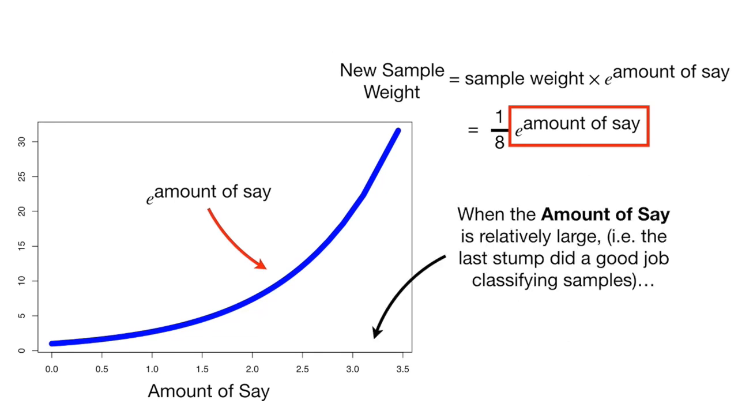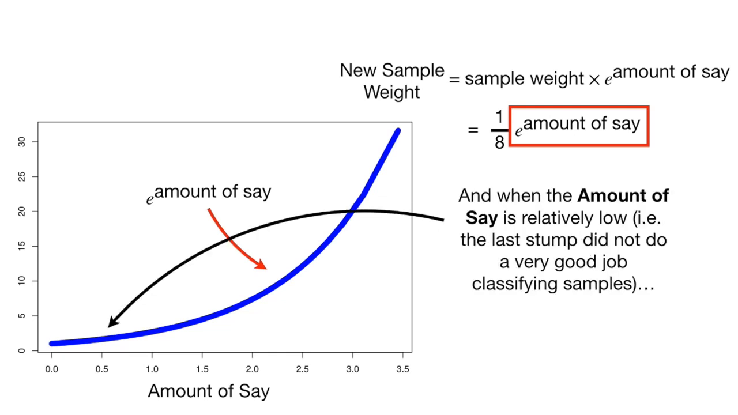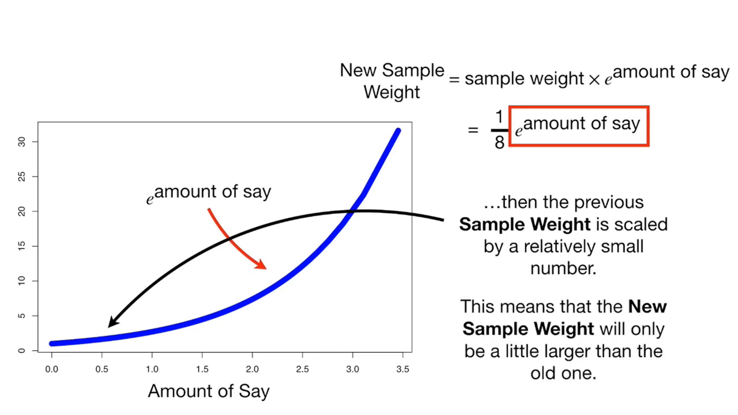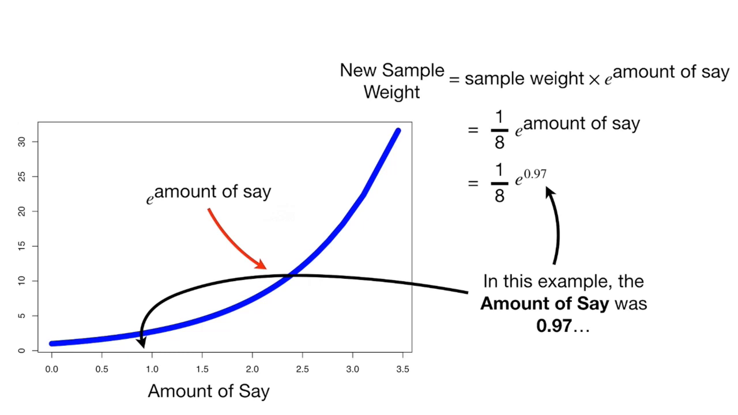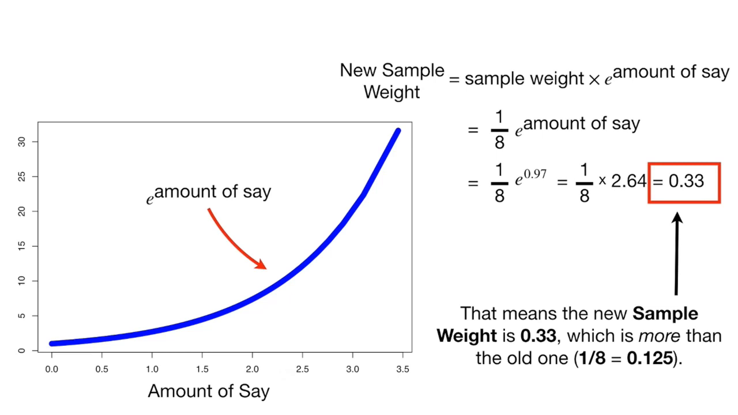This means that the new sample weight will be much larger than the old one. And when the amount of say is relatively low, i.e. the last stump did not do a very good job classifying samples, then the previous sample weight is scaled by a relatively small number. This means that the new sample weight will only be a little larger than the old one. In this example, the amount of say was 0.97 and e raised to the 0.97 equals 2.64. That means the new sample weight is 0.33, which is more than the old one.